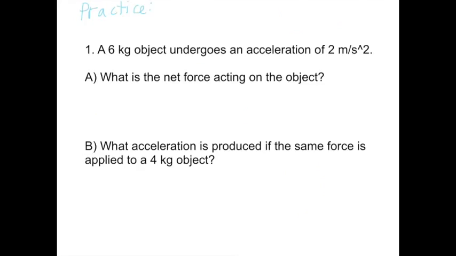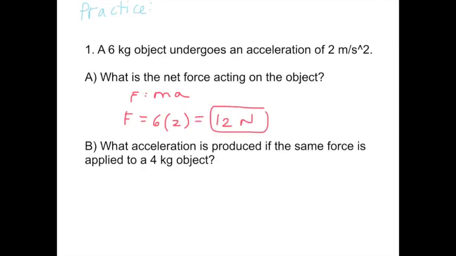Let's do some practice with the second and third laws. Number 1. A 6 kilogram object undergoes an acceleration of 2 meters per second squared. What is the net force acting on the object? So let's set up the equation. Force equals mass times acceleration. We're solving for net force, so we'll leave that as F. We know that the mass is 6 kilograms. We also know that the acceleration is 2 meters per second squared. So force will be 6 times 2, or 12 newtons.